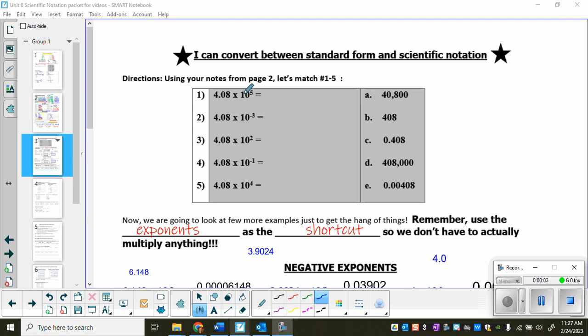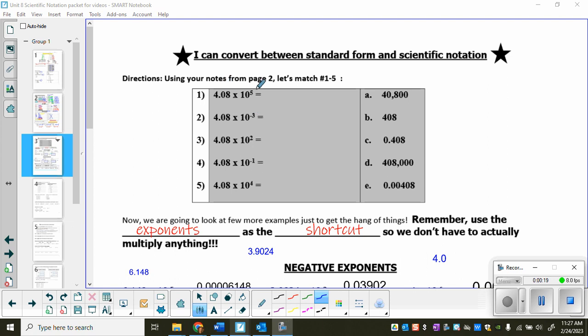All right, so now that we've learned that 10 to the fifth power is 100,000 and 10 squared is 100, and we know that 10 to the negative 3 is 1/1000th, let's just review here now for all of these. It's just going to be 4.08 times 10 to the fifth versus 4.08 times 10 to the negative 3.